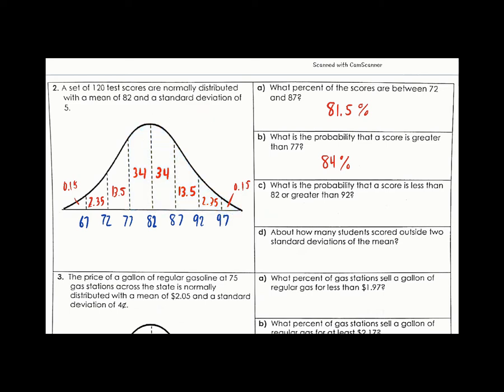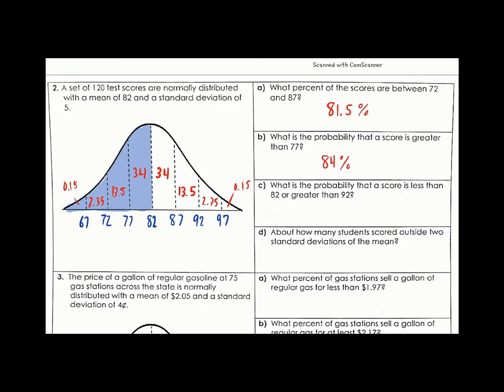Okay, next one. What is the probability that a score is less than 82 or greater than 92? Okay, so less than 82. Here's 82, so less than that means everything from the middle over. So how much is that? Well, again, you can add them all up, or you can know that that's 50%.